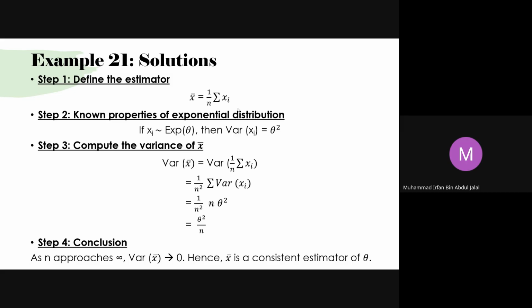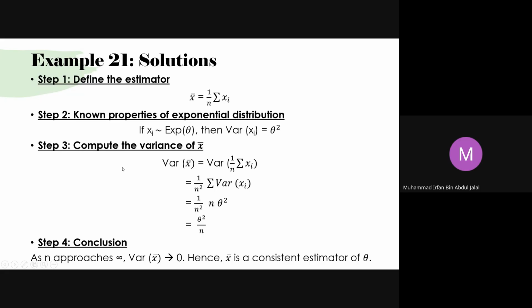For step 2, you know the properties of the exponential distribution covered in your previous lecture. If a random variable is distributed as exponential with parameter theta, then the variance of this random variable will be equal to theta squared. This is a well-known property of exponential distributions.